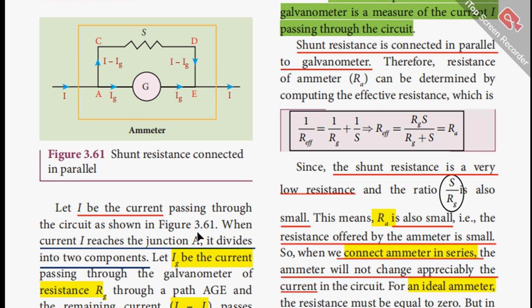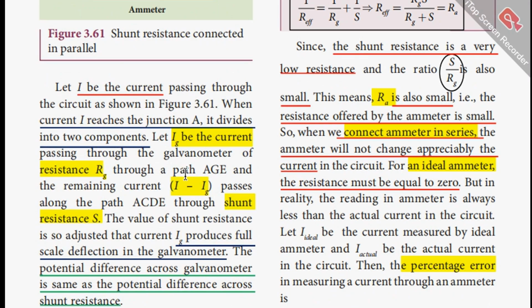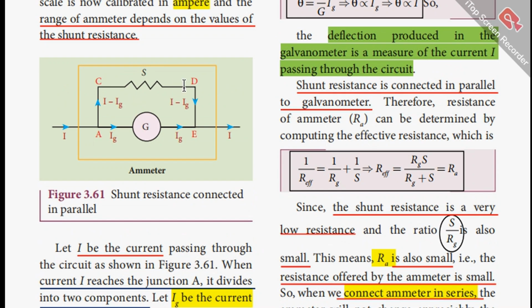Now, let I be the current passing through the circuit as shown in the figure. When a current I reaches the junction A, it is divided into two components. One is Ig and the other one is I minus Ig. Ig is the current passing through the galvanometer of resistance Rg, through the part AFGE, and the remaining current, that is I minus Ig, will pass through the part ACDE through the shunt resistance connected in parallel with the galvanometer.